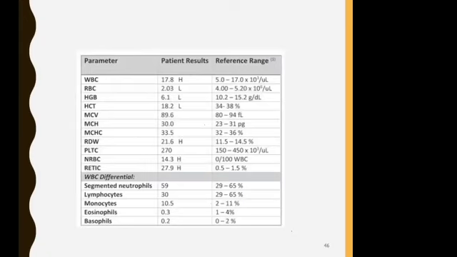So again, this is giving us... the first one here is telling me the white blood cells. You can all tell me via the chat box. White blood cells, high or low? So it's 17.8, and the reference range is 5 to 17. So what do you think? It's high. So what do we call it when a patient has high white blood cells? What's the term that we use? Leukocytosis. Perfect. So this patient has leukocytosis.